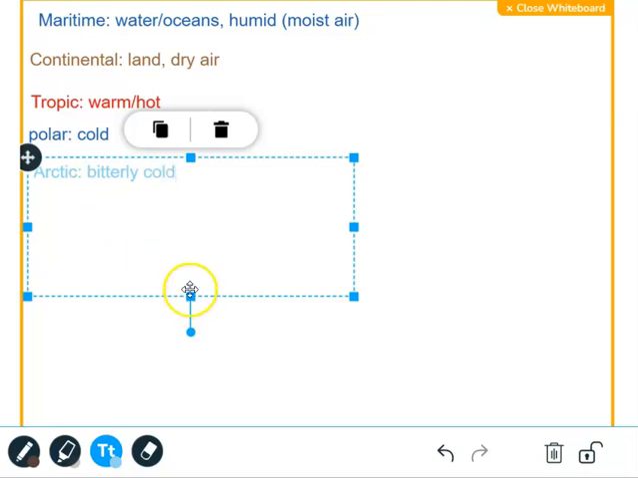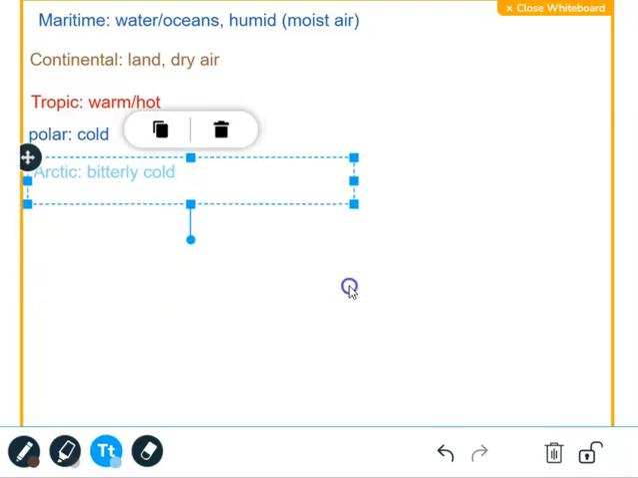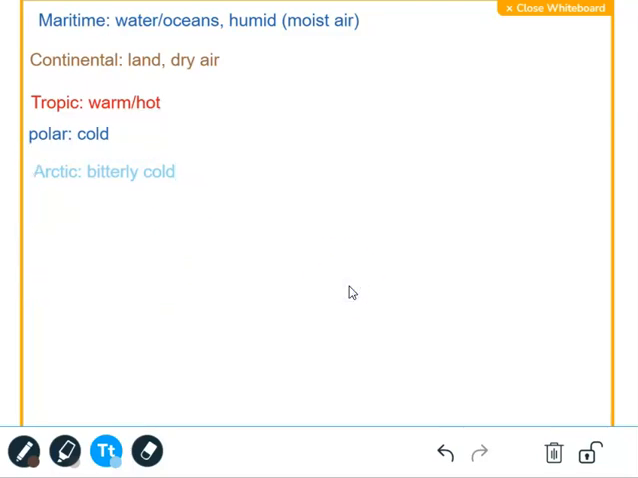Is it cold outside today? Yes, I would say today is very polar. Remember a few weeks ago when it was like 15 and 10 degrees when we came to school? That is Arctic. That is bitterly cold.